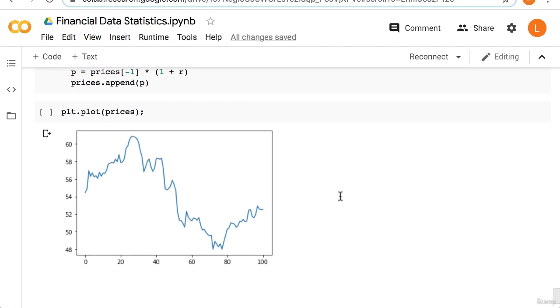Alright, so I think this looks reasonable. I think if I were to show you the two plots side by side, you wouldn't be able to tell which one came from which algorithm.